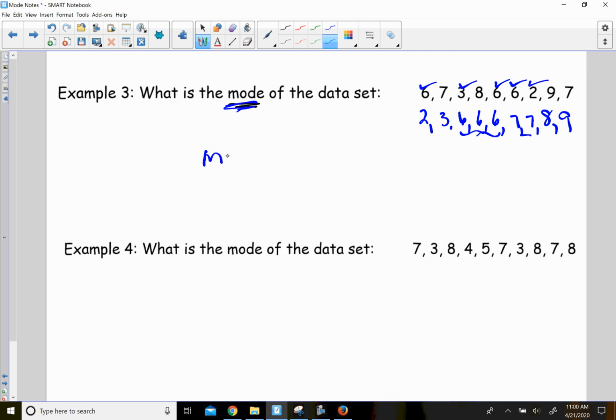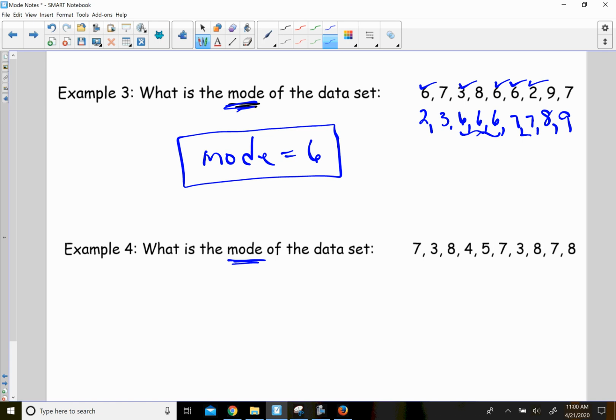So the mode, what number shows up the most often? It's 6. 6 shows up the most number of times. It shows up 3 times. 7 shows up only twice, and all the other ones only show up once. So 6 is the mode. All right, one more, example 4. What is the mode of the data set? So which value or values show up the most number of times and the most often in this data set?